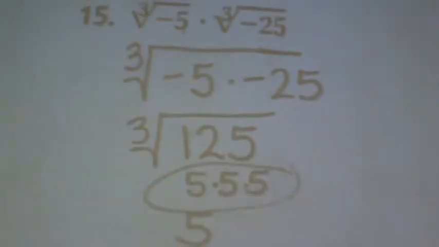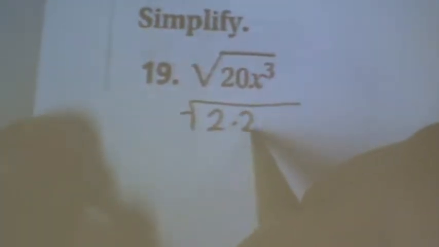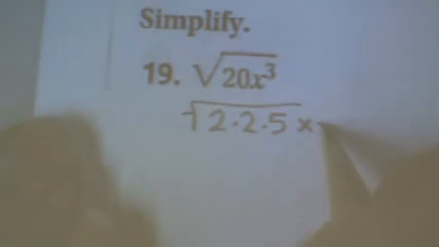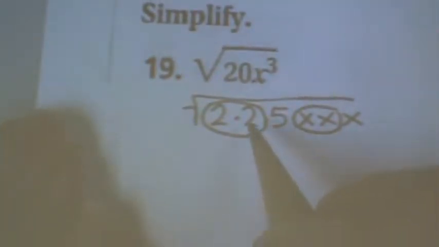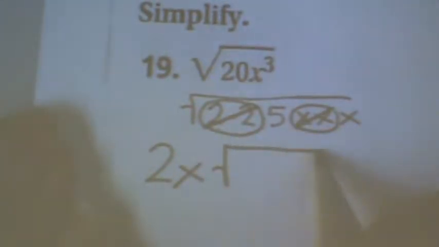Okay, next set of problems for homework. Number 19. You are asking for the square root of 20x cubed. So we're going to break 20 up. 4 times 5 is 20, and we have 3 x's. So we're looking for 2 of a kind. So we have 2 2's and 2 x's, so it's 2x. That's going to come out. And what stays is going to be a 5 and an x.